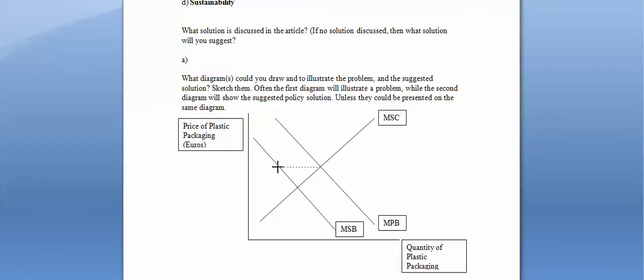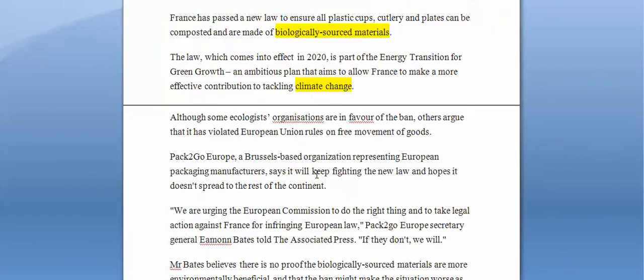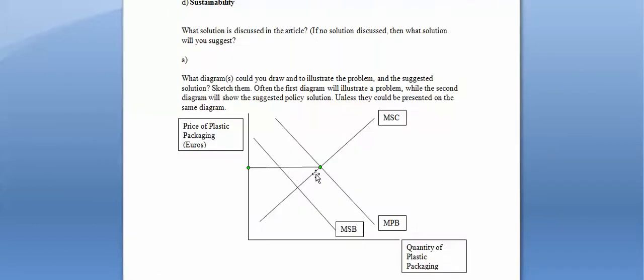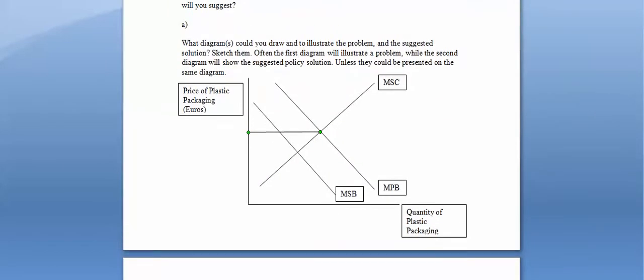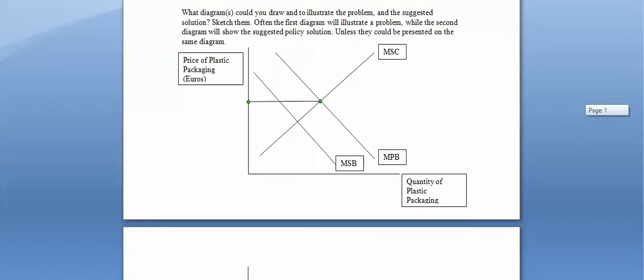And since we don't have any prices or quantity mentioned in the text, you don't need to. Let's look back at the text. Okay, there is no prices, no quantities mentioned, so we don't need that. Okay, so after explaining the graph, make sure you explain it fully. A, B, C, D. Now, what would be the graph of the solution?